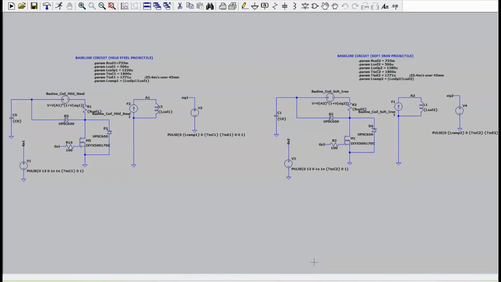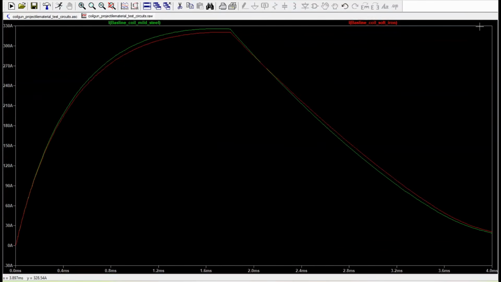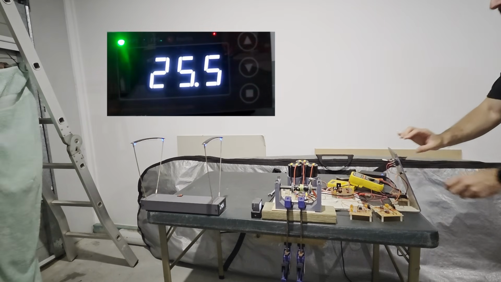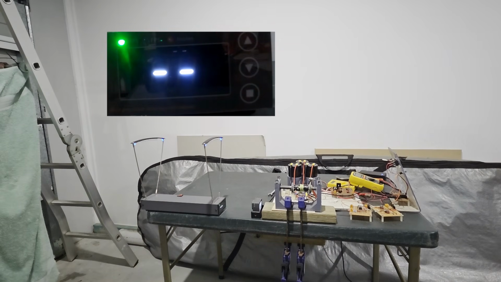This time, we will start backwards and create the models based on the differing inductance measurements of the two different projectiles. With all other factors being equal, we will predict the outcome based on the current waveforms. In this case, the soft iron projectile is slightly lower than the mild steel projectile, which would lead us to believe, going by previous tests, we will have a lower velocity. Though when testing the soft iron projectile, the velocity measured slightly higher at 25.5 meters a second compared to the baseline of mild steel at 25.4.